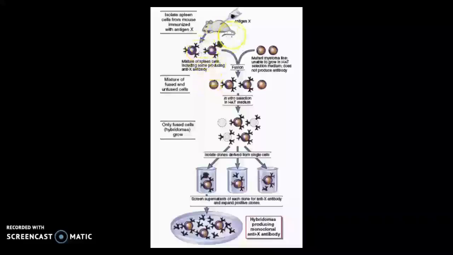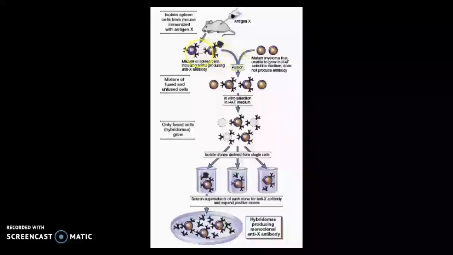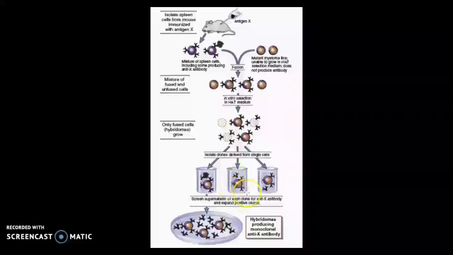And here is the mouse, which is injected by X antigen. Then this is a B cell from an immunized animal. It must be fused with myeloma cell in order to give the B cell the immortality. Then here is the hybridoma. Each cell produces monoclonal antibody.